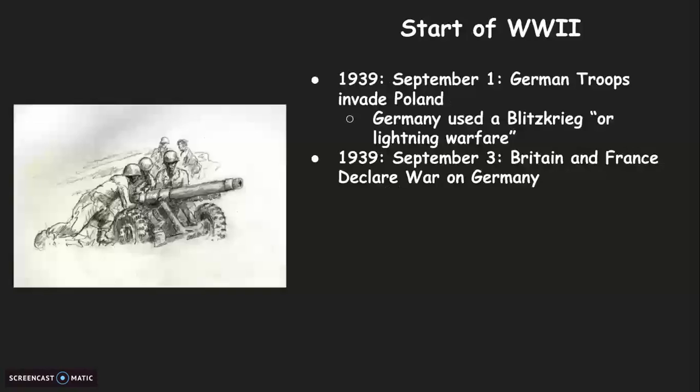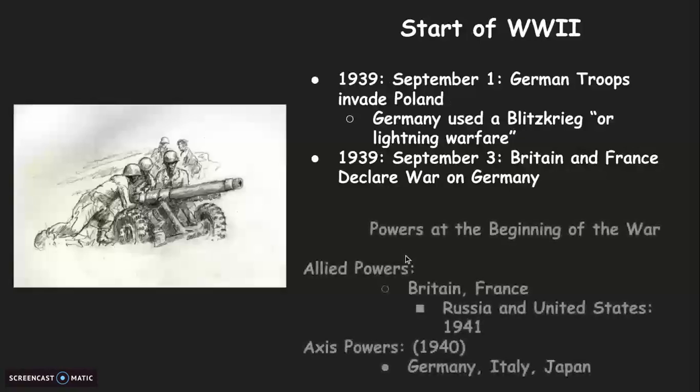Germany uses a type of blitzkrieg warfare, lightning warfare. Well, there was a coordinated military effort of tanks, infantry, artillery, and aircraft to just overwhelm the opposition. September 3rd, 1939, Britain and France declare war on Germany.